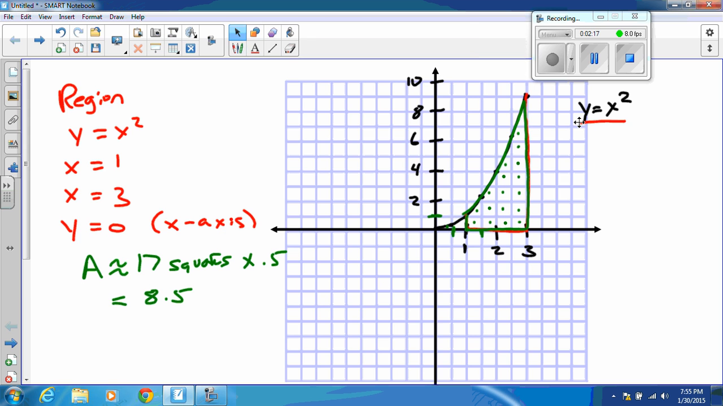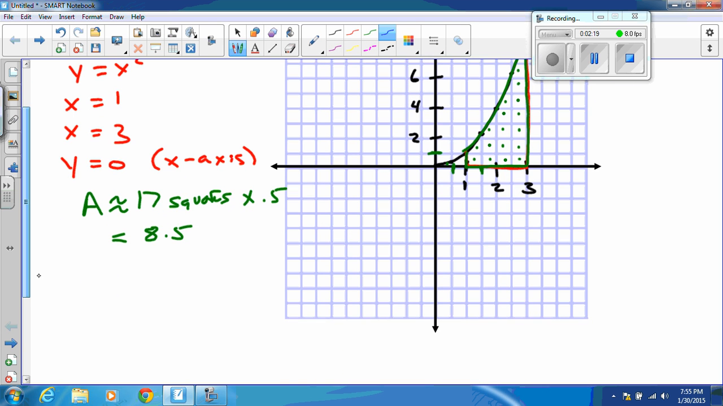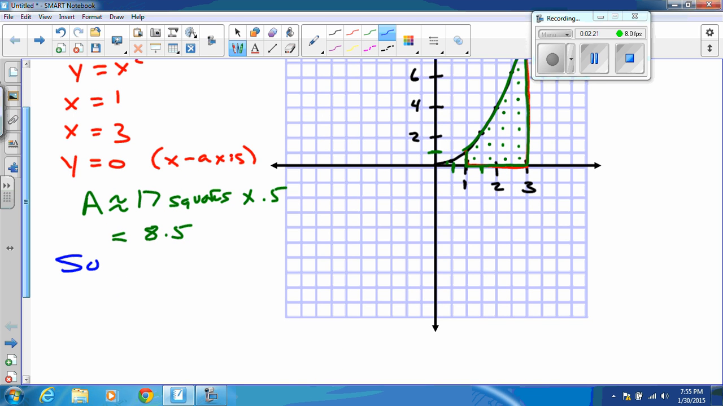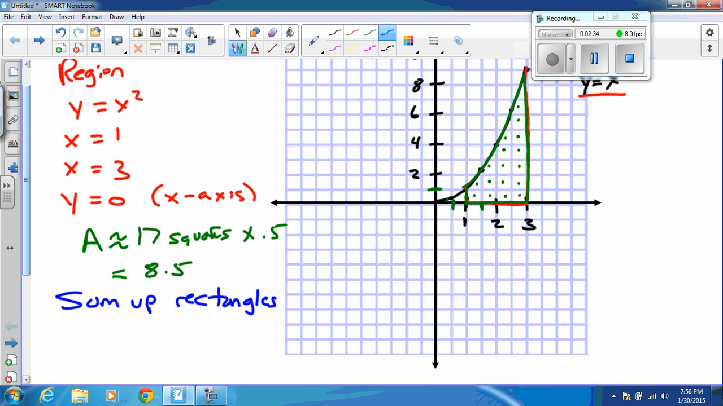And we're going to do that with rectangles. The basic idea is that we're going to sum up rectangles in order to get an estimate for our area. Here's how we're going to form the rectangles. First of all, we're going to observe that part of our region goes parallel to the x-axis, and it stretches from x equals 1 to x equals 3. Our interval is 1 to 3.